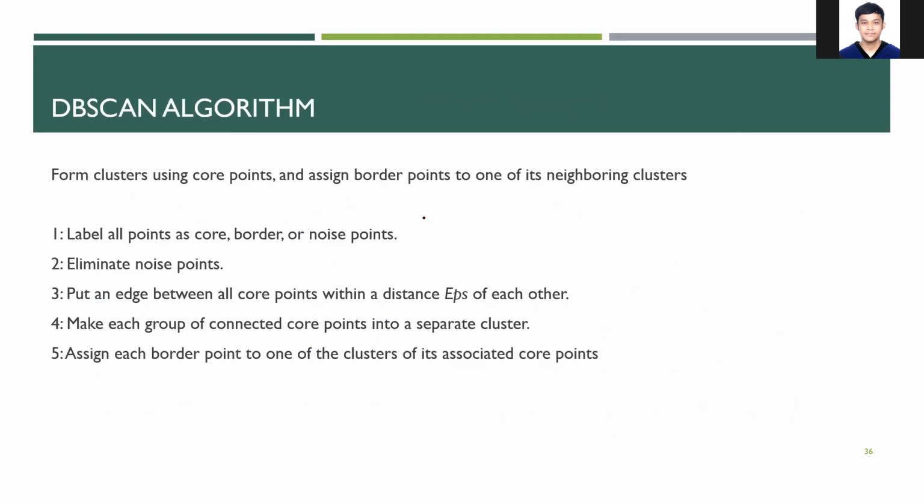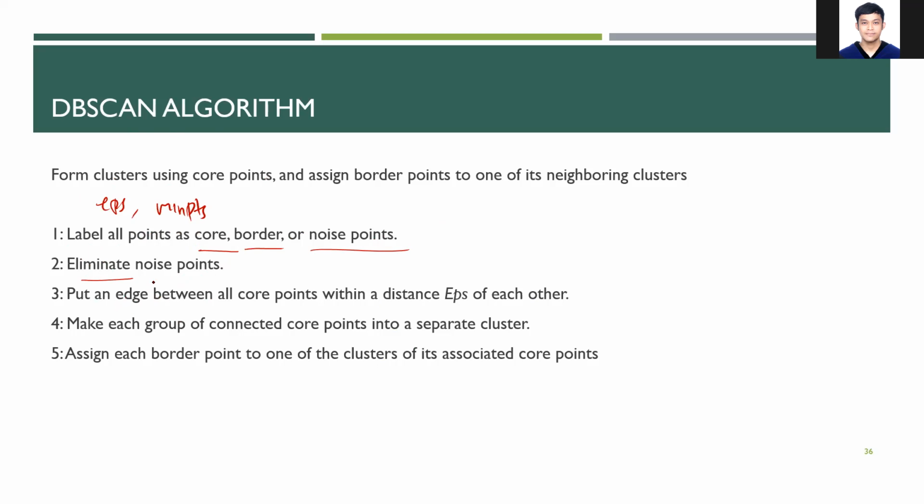So for the algorithm, first we have to determine the EPS. We have to determine the minimum points, MinPts. Then we can label all points. For the first step, we label all points as core, border, and noise points. Then we can eliminate the noise points, so we focus on core and border.